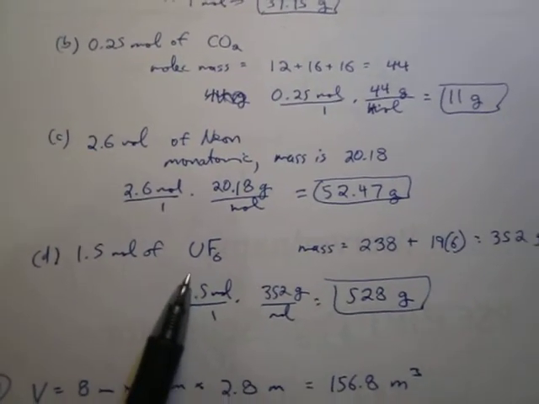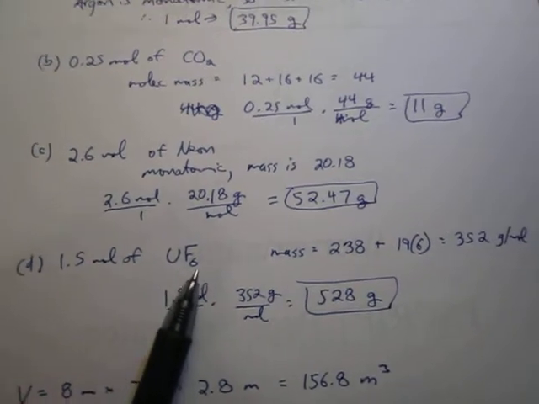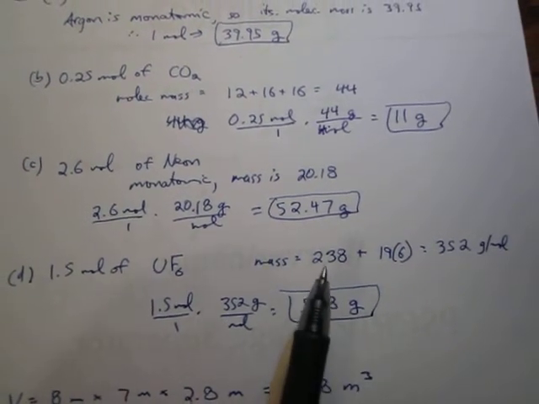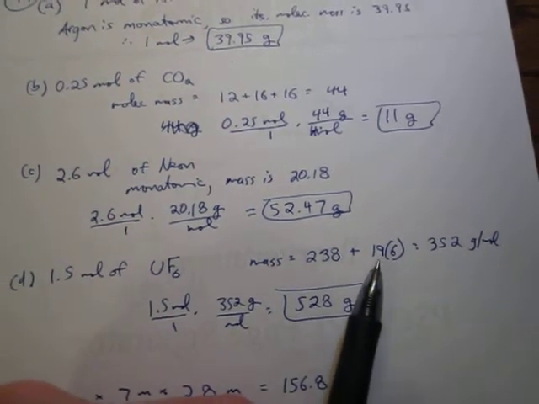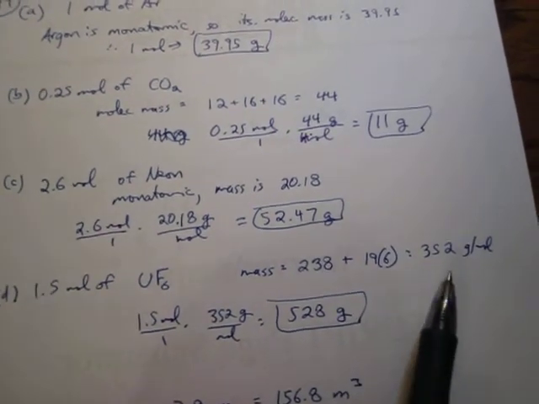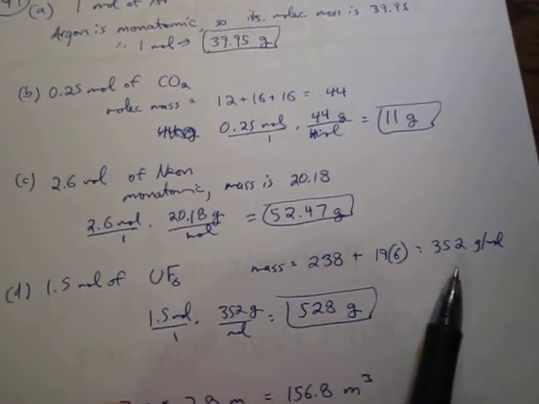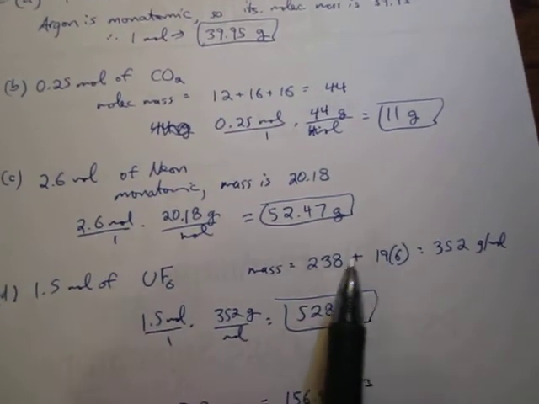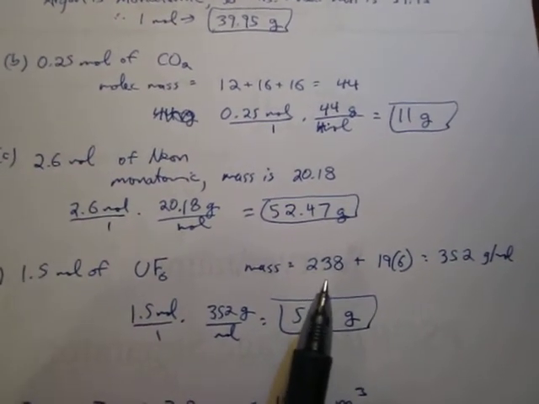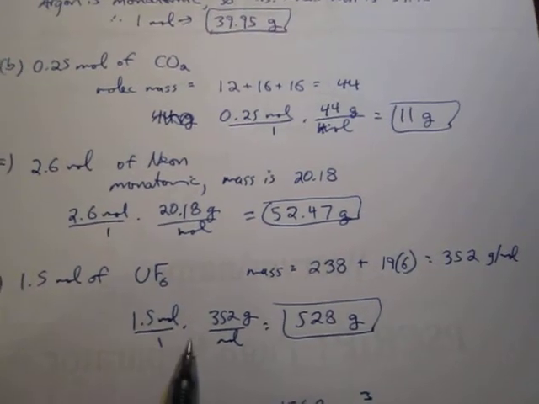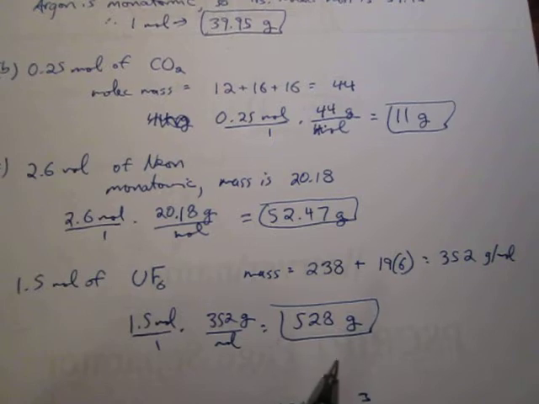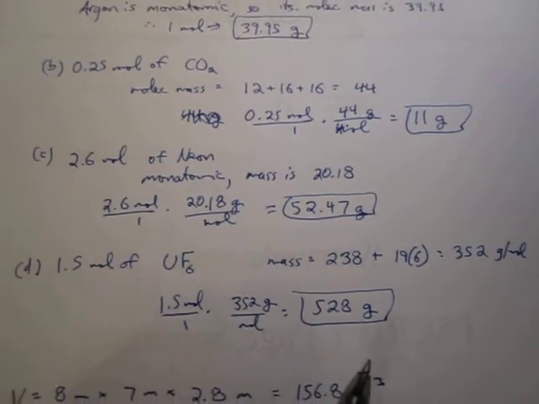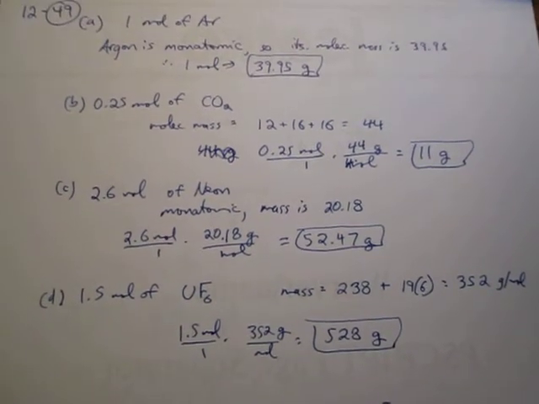And for D, we're dealing with uranium hexafluoride. We count up: the mass of uranium is 238, plus 6 times fluorine, which is about 19, and we get 352 grams per mole. Again, if you want to be more precise, use the more precise numbers given in the periodic table. 1.5 moles times 352 grams per mole gives us 528 grams of uranium hexafluoride.